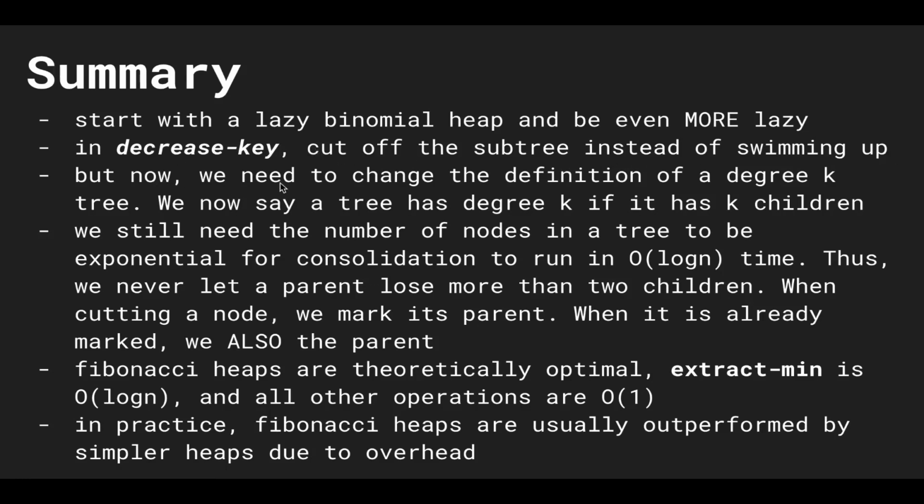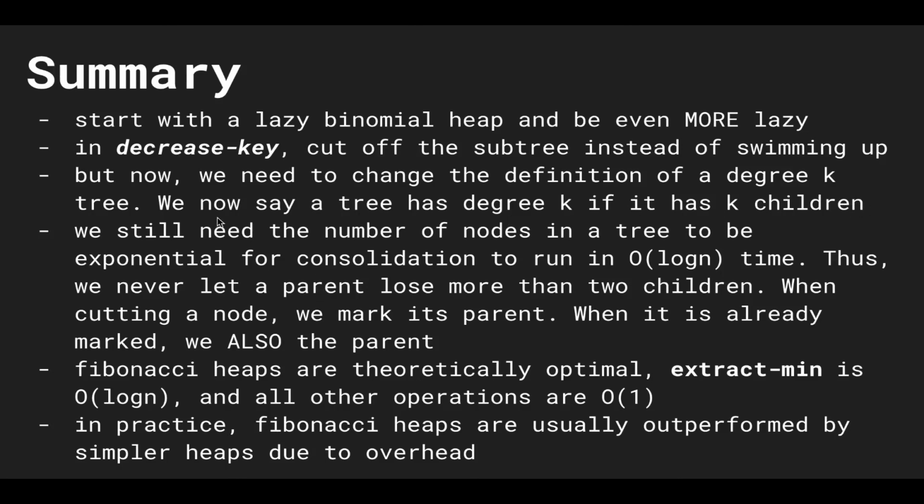But now we need to change the definition of a degree k tree. Before we said a tree has degree k if it has 2 to the k children. But now, since we're cutting subtrees off, we no longer have that guarantee. So we're going to change our definition of a degree k tree and say that a tree has degree k if it has k children. This fixes the consolidation step of extract min because we need to sort the trees according to the degree with bucket sort.